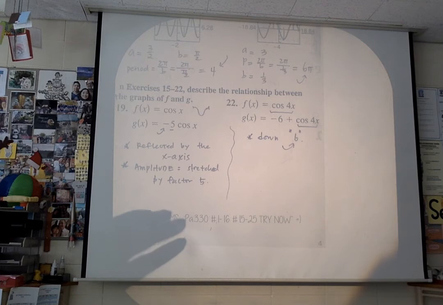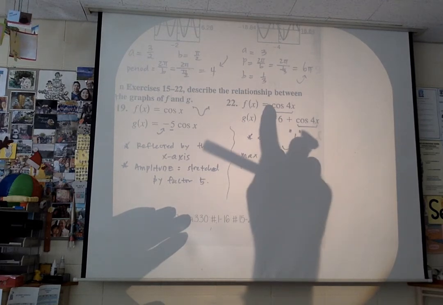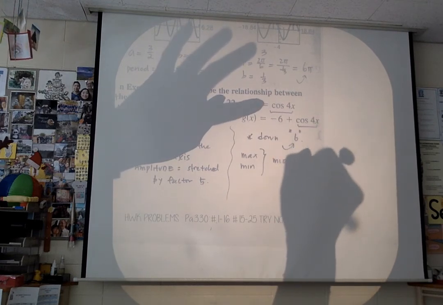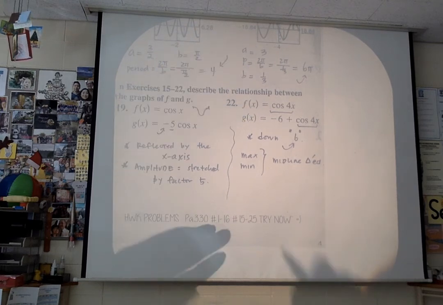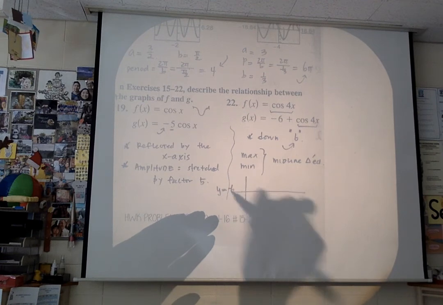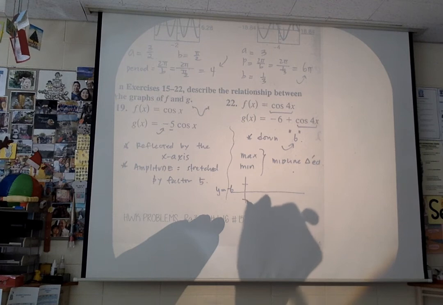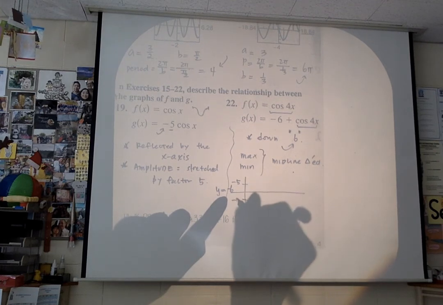Now, that means the max and the min are affected, right? It used to be 1, and the midline changed. So the midline changed. That means for this graph, y equals -6 is your midline. But your amplitude is the same. Your amplitude is still 1. So if you were graphing this, I need you to label this as -5 and -7.